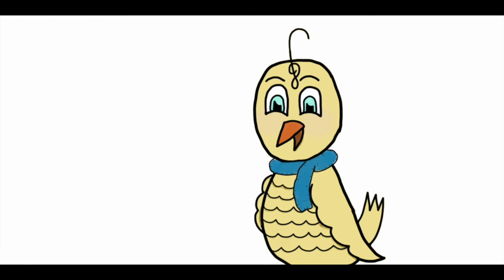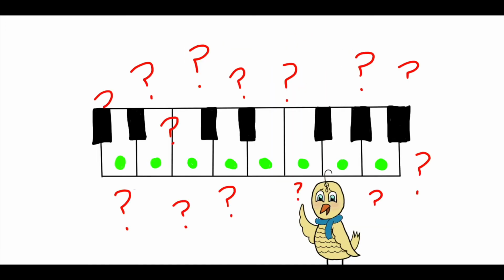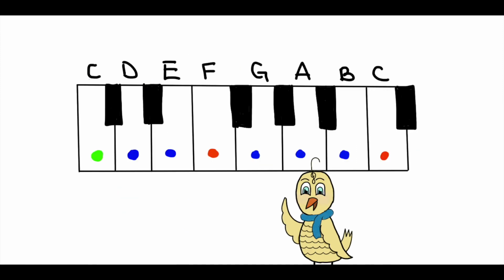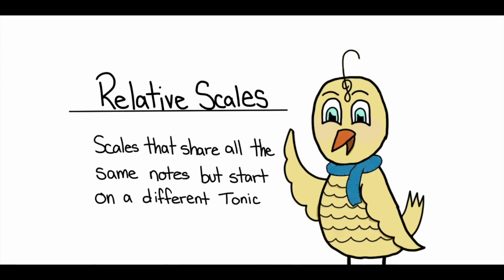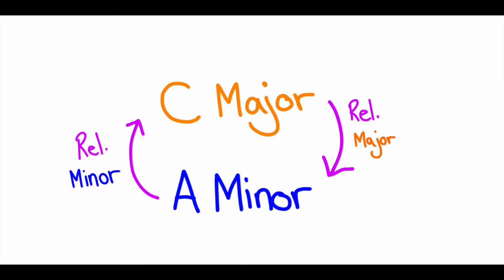We just discovered that A natural minor uses only white keys. Do you remember what other scale uses only white keys? That's right, C major. When 2 scales share all the same notes but start on a different tonic, it means that they are relative to one another. So A minor is the relative minor for C major, and C major is the relative major for A minor.